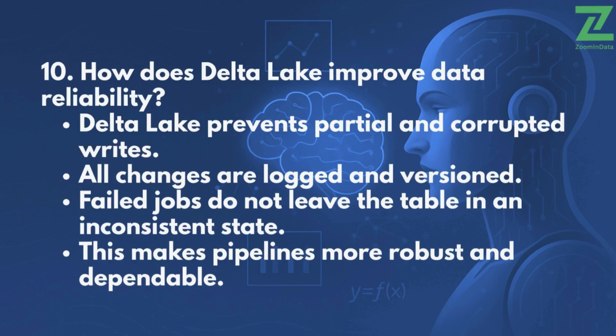How does Delta Lake improve data reliability? Delta Lake prevents partial and corrupted writes. All changes are logged and versioned. Failed jobs do not leave the table in an inconsistent state. This makes pipelines more robust and dependable.